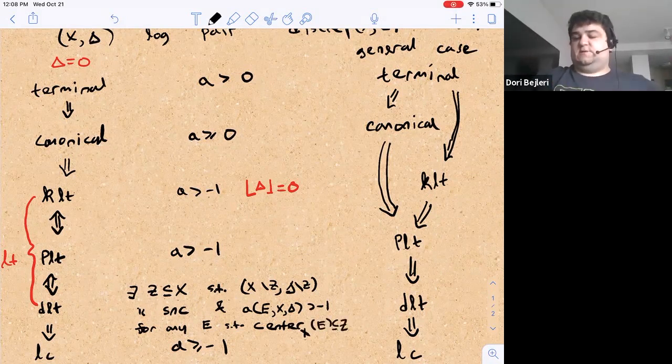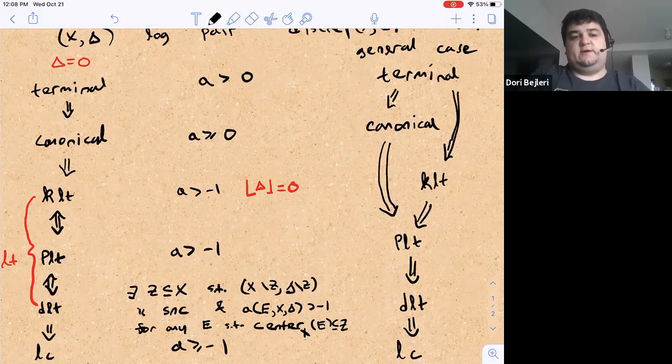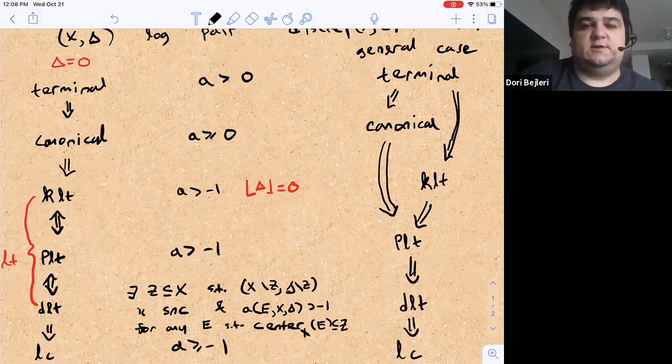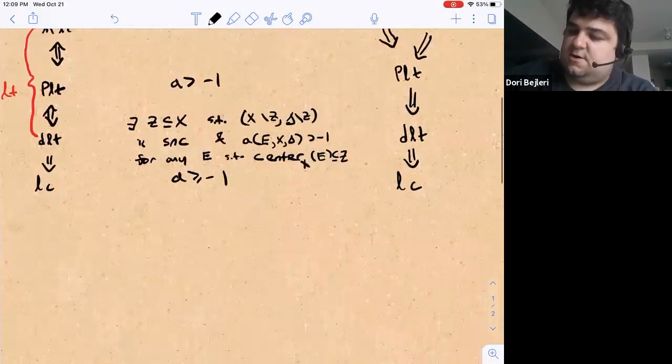So the definition is saying you have some locus where you have these discrepancies that are like the KLT case or the PLT case, but then outside of that locus, maybe you have worse discrepancies. Maybe you have strictly log canonical, but those strictly log canonical ones are just coming from normal crossings, so they're easier to handle from simple normal crossings. So let me give a few continuity properties about how these singularity conditions behave under perturbations.